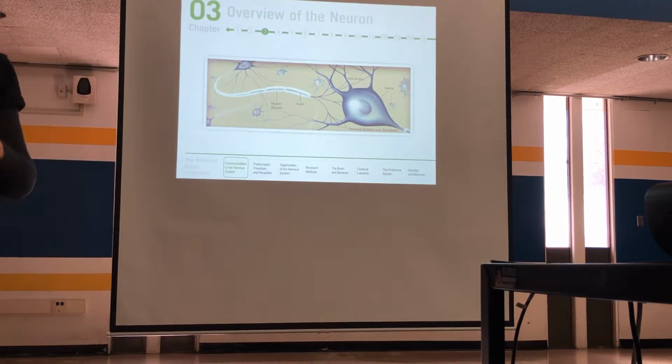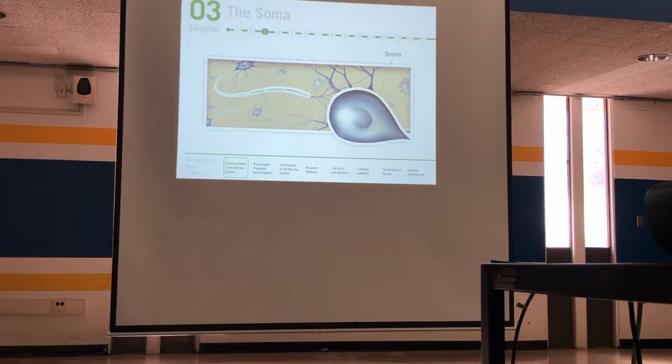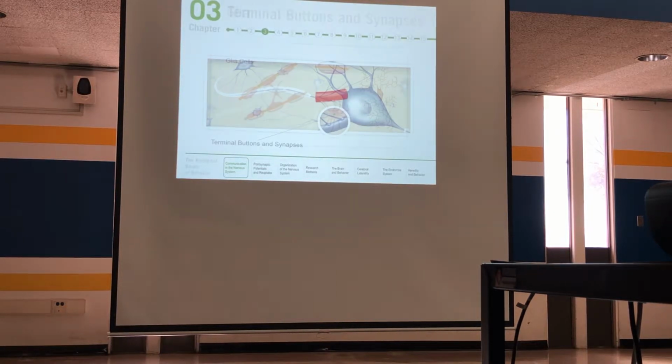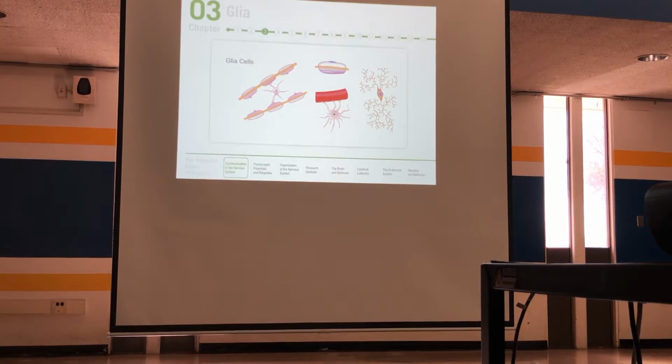What's the mnemonic? SAME. Good. Avocado. Glial cells, that's what they look like, those splattery things.